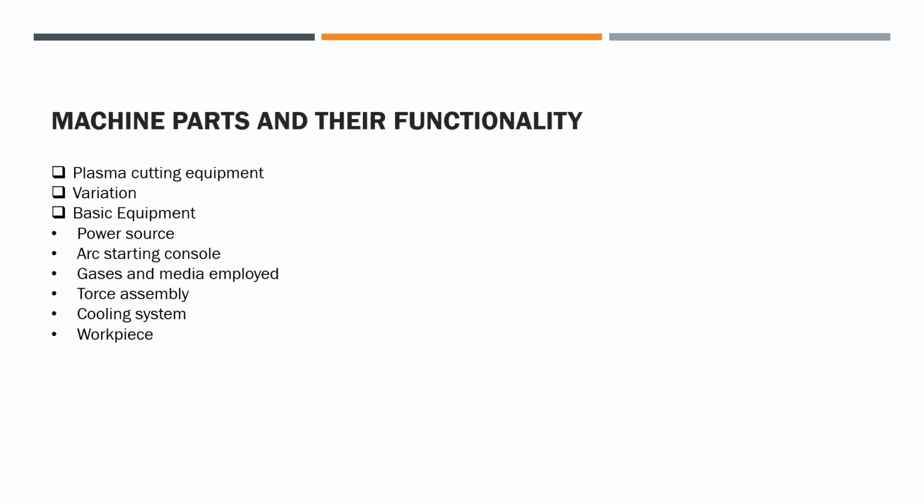So let's start here with the power source. The power source provides the energy to initiate the pilot arc and maintain the main arc throughout the plasma arc cutting process. They typically have high no-load voltages. After that, we will begin the arc starting console, which is also known as ACS. The ACS produces the initial spark which initiates the pilot arc circuit.